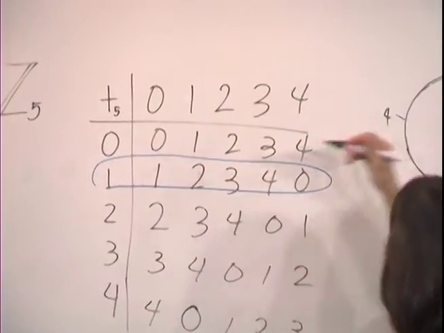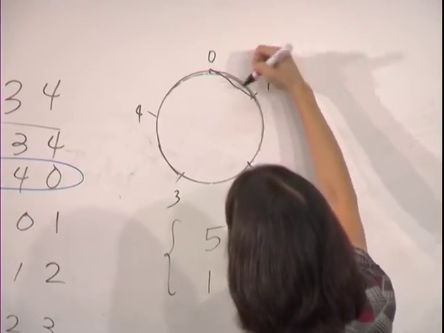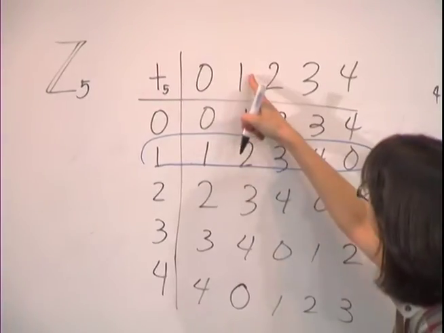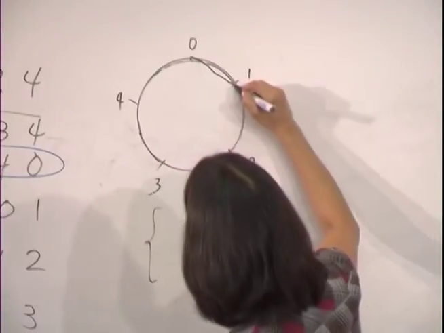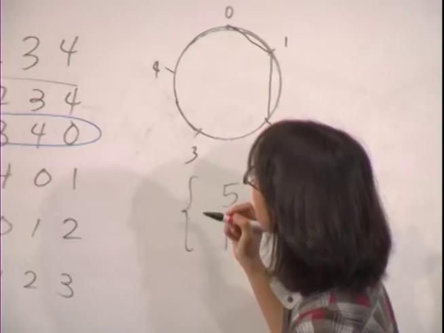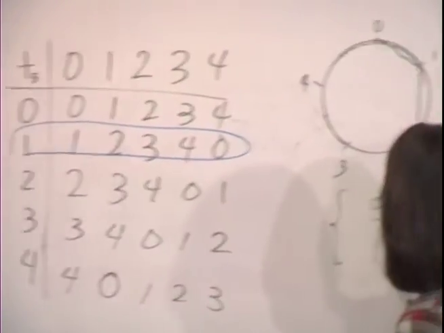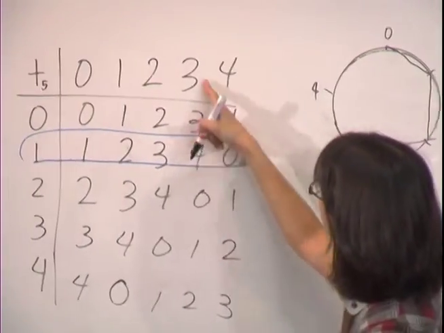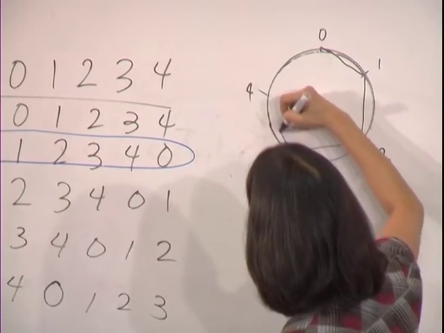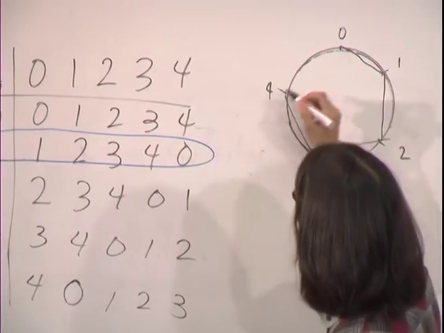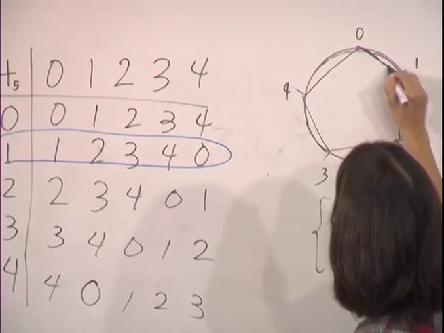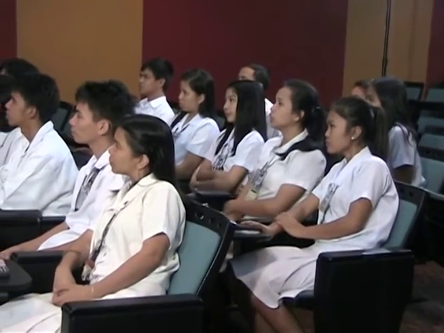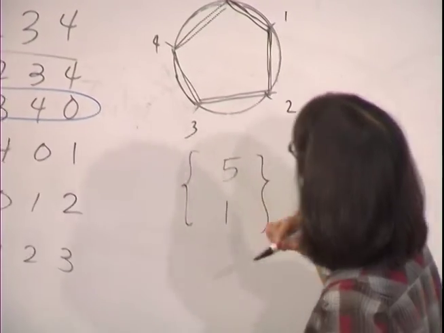I connect 0 to 1. Next, I connect 1 to 2. 2 will be connected to 3. 3 will be connected to 4. And 4 will be connected to 0. So what figure will I form? Okay, it's actually a pentagon.